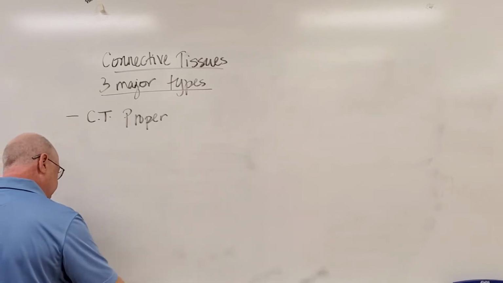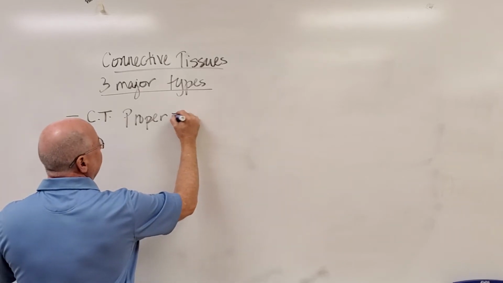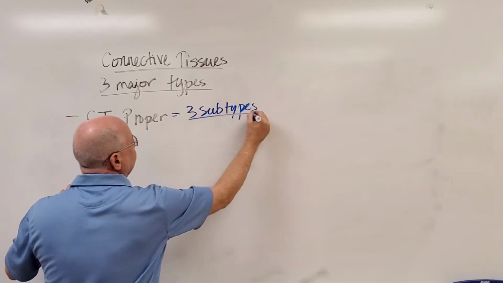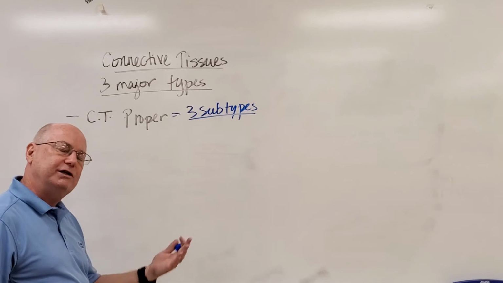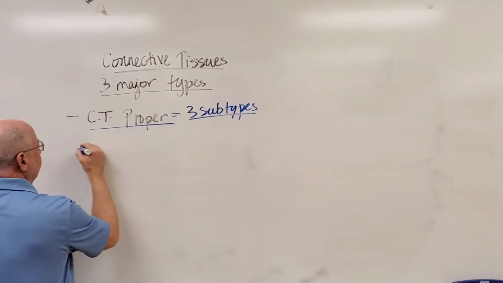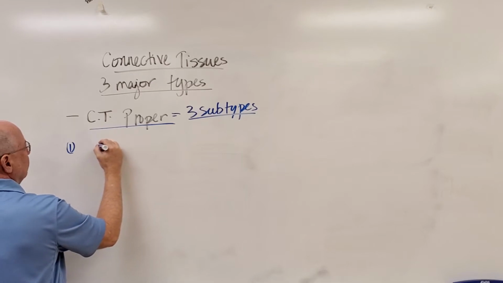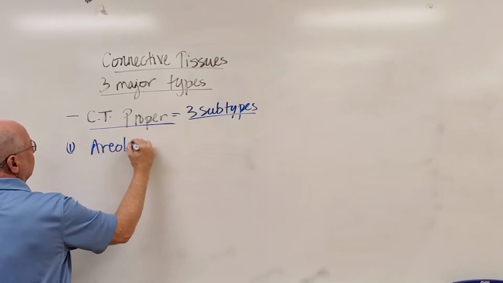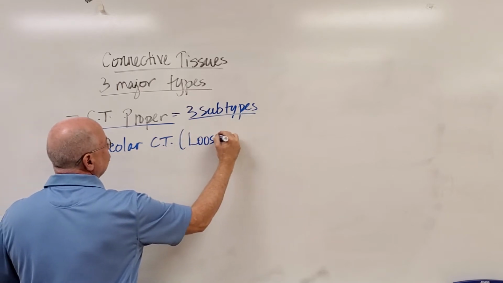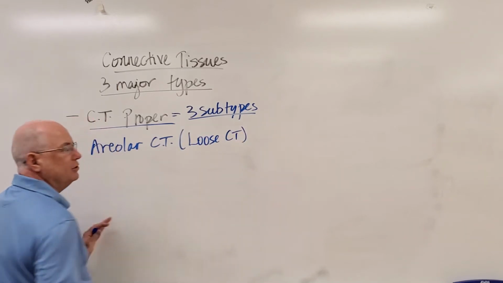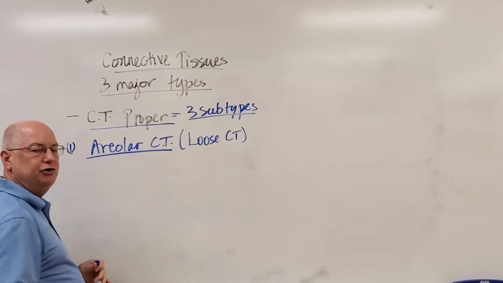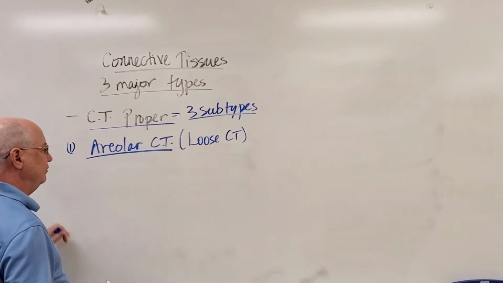So when it comes to connective tissue proper, we have 3 subtypes. At least 3 that we're going to look at in lab. There's actually a 4th one we will discuss in lecture. For connective tissue proper, one of those subtypes is going to be called areolar connective tissue. Some people call it loose connective tissue, and some people call it loose areolar connective tissue. This is the term that you should use for the lab, areolar connective tissue.